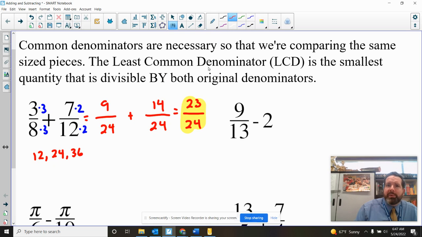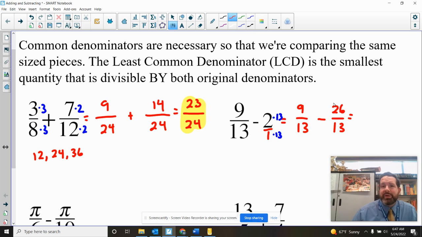Okay, that shouldn't be new. I hope it looks somewhat familiar. So do this one. Between 13 and 1, these tend to be the easiest type to do because your least common denominator is just going to be 13 because any number is divisible by 1. So the first fraction doesn't need to change at all. The second one does. If you multiply by 13 down below, you need to do the same thing up above. That's going to give us a 26 up top. 9 minus 26 is going to be negative 17 thirteenths.